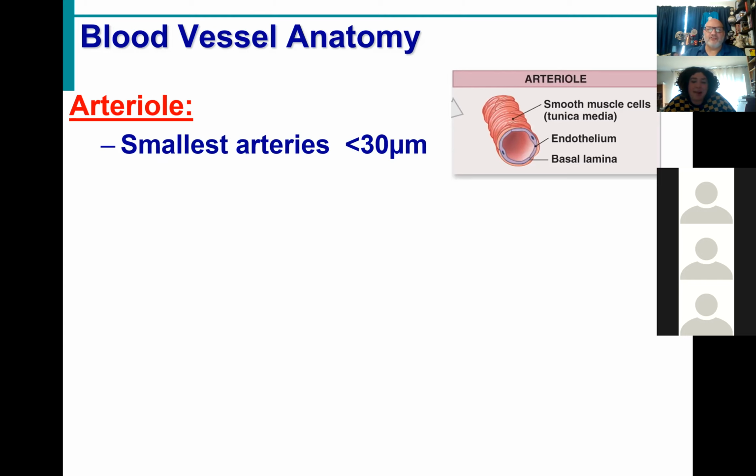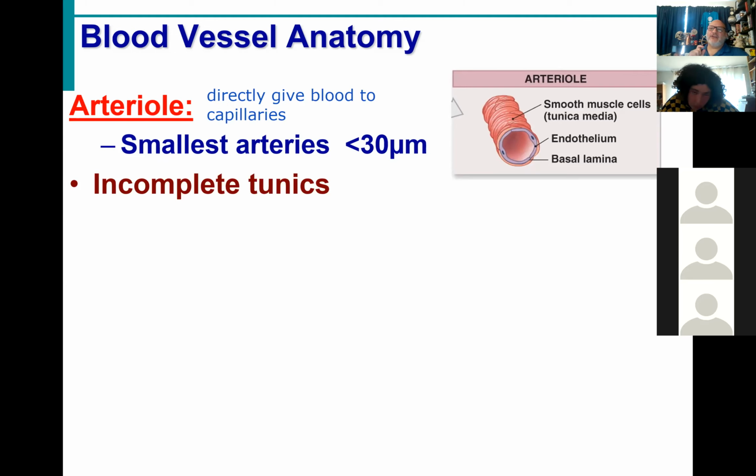Clearly, we know they're small. Clearly, we know, as we talked about in the last class, that their job is to directly give blood to the capillaries. But notice also, if you look at the picture, an arteriole is more than just a small artery.